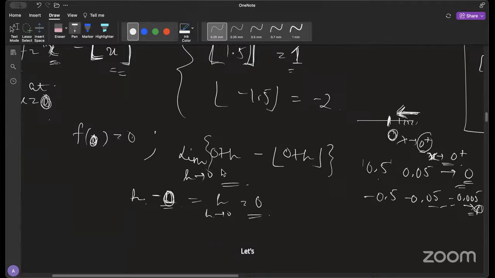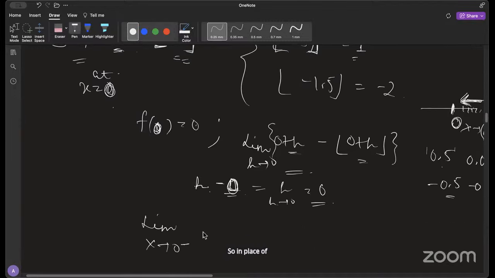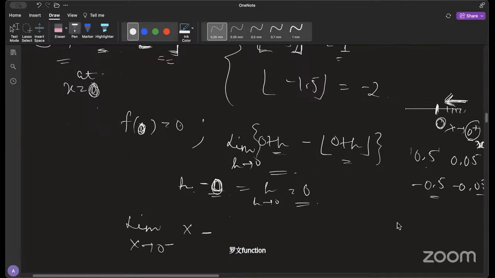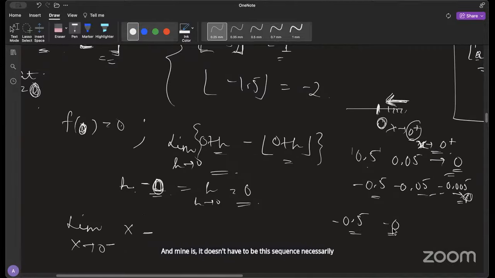Let's just check the other limit. This was 0 plus, right? If you need the limit h to 0 minus, actually you don't need to write it here. We've already taken this into account, right? So if you need to find the limit at x tending to 0 from the negative side, in place of x, you're going to get x only, right? But in place of the floor function of x, what would you get? You have minus 0.5 and so on. It doesn't have to be this sequence necessarily. I just mean a sequence which is very close to 0 and getting closer to 0, right? So you can take anything. I've just taken this for simplicity.